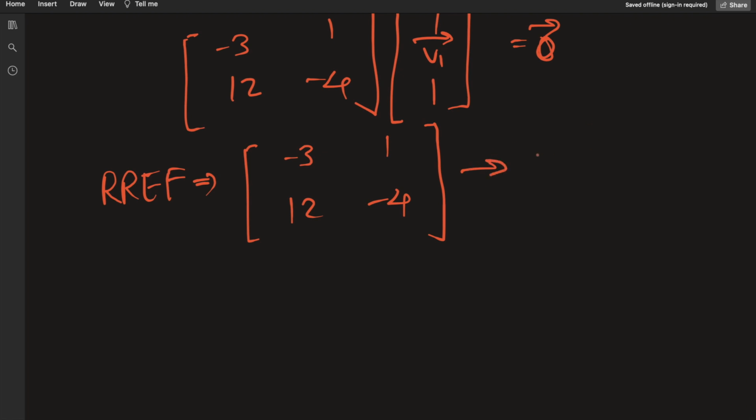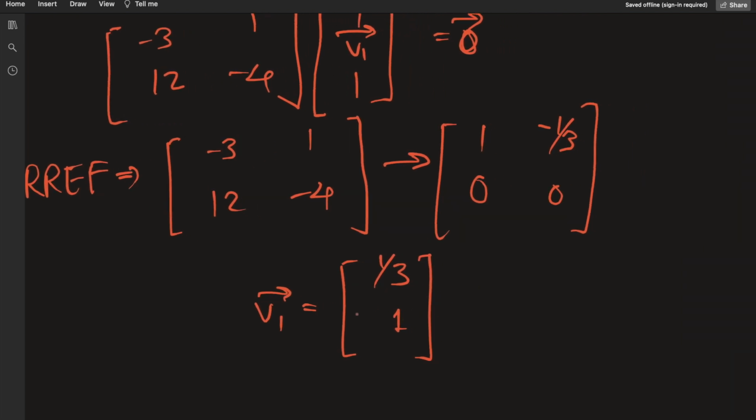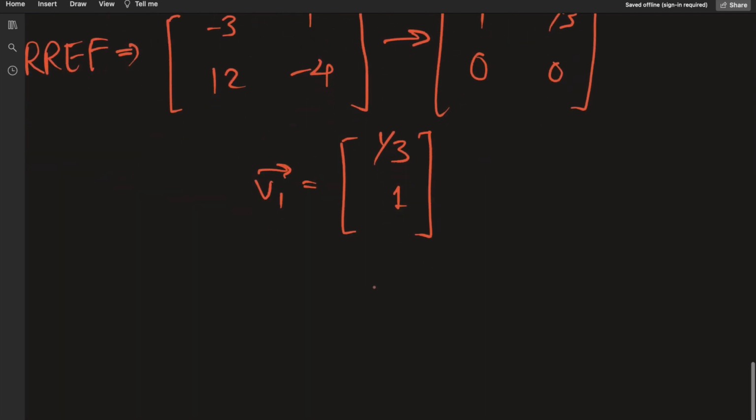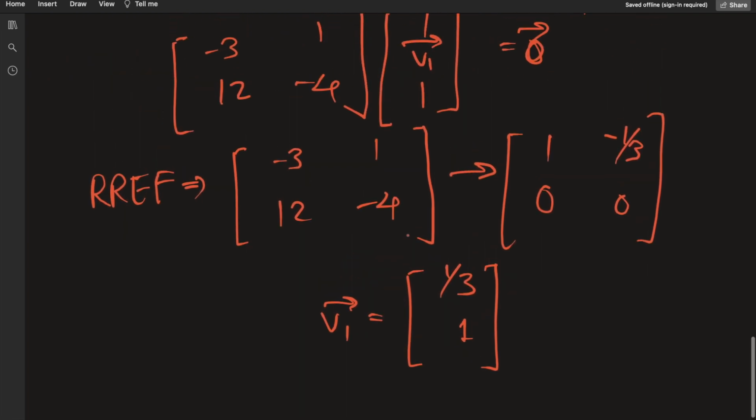Okay, so I'm gonna just skip some steps. We get 1 0, negative 1/3 and 0. Now v1 is naturally one-third and 1, because if you apply this to this row reduced matrix, you're definitely going to get the null vector. And in fact, you could have taken any combination of these guys.